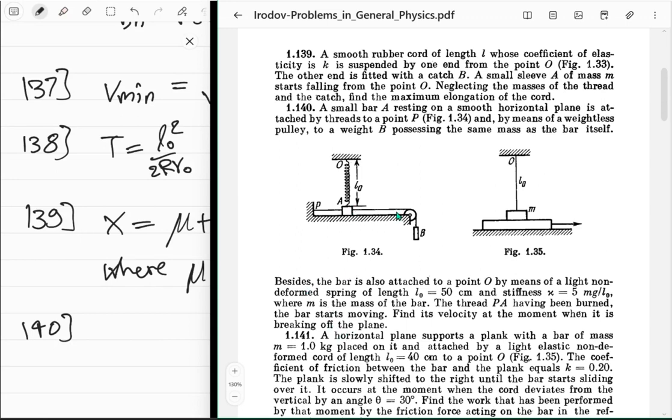The bar starts moving, yes, and then there's this force. But this spring changes its length, and its orientation is also changed. So is F equal to kx still applicable everywhere? What if this was some kind of wire? Then it would be applicable, right? But this is a spring, and it will deform in a very bad way and give non-linear forces. So let's forget about that and just go with the question. Thread PA having burned, the bar starts moving; find its velocity in the moment when it's breaking off the plane.